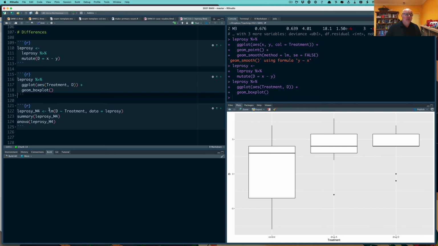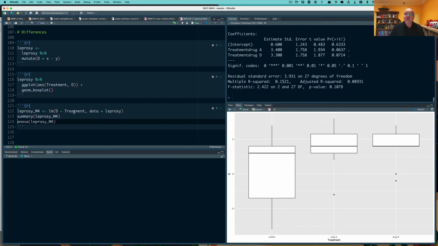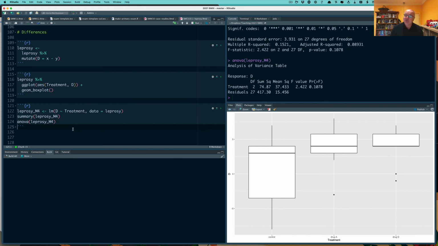So now we're going to do a regression of difference on treatment. And you see, it's still not significant. So we do see that the treatments seem to be helping a little bit, and maybe with more data we'd see a stronger effect here, but it's not significant. And finally with ANOVA, not significant.